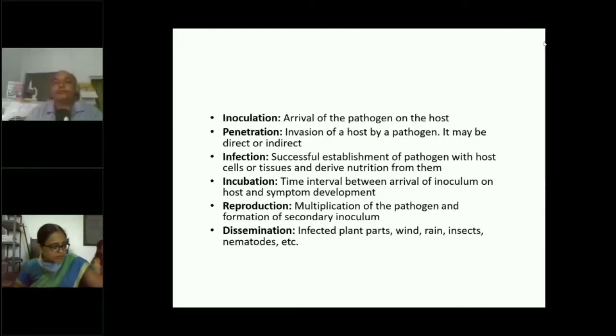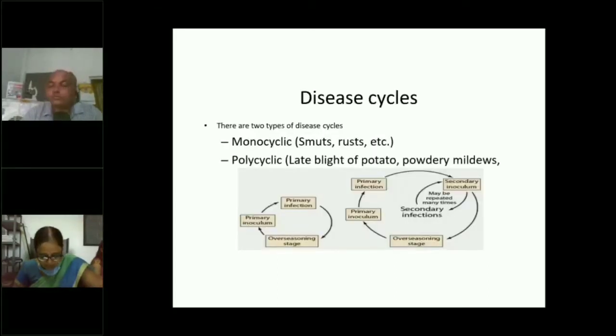Then disease cycle. In every disease, there are two types of cycles. Some we call monocyclic or single cycle diseases. Examples are smut and rust, in which, in a monocyclic disease, the primary inoculum causes the primary infection and then it goes to the overwintering stage. So there is only one cycle in that disease.